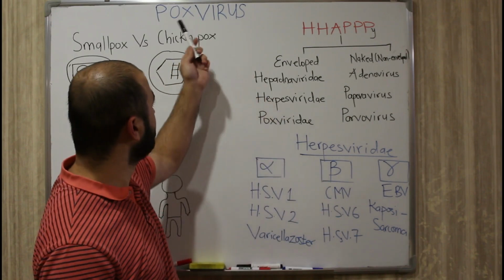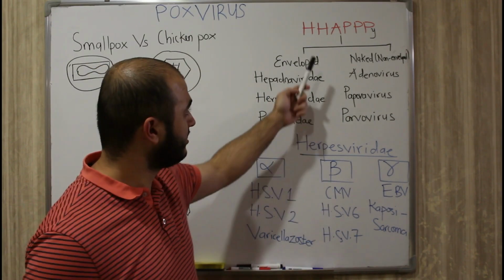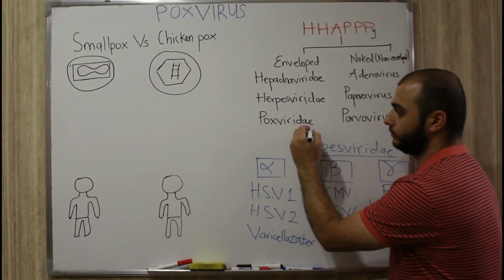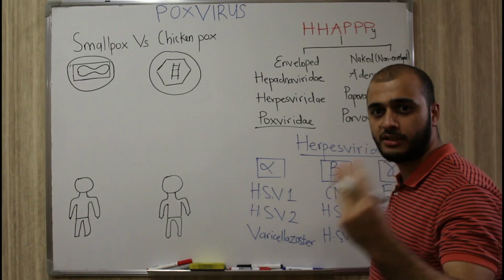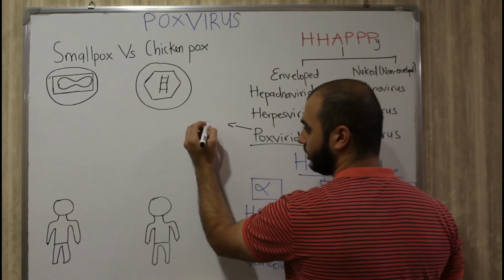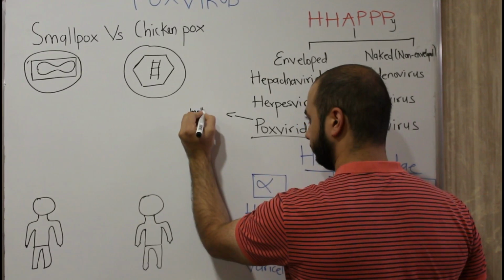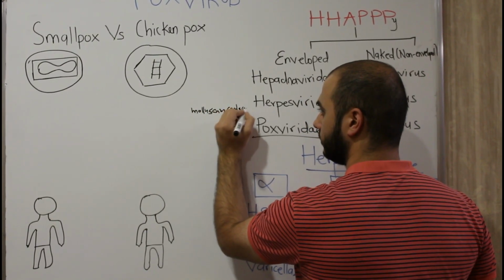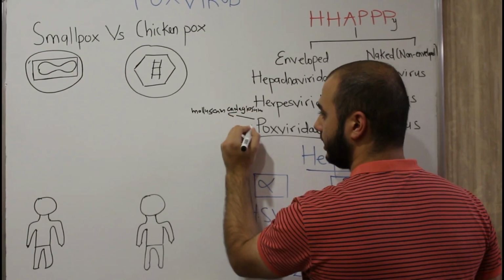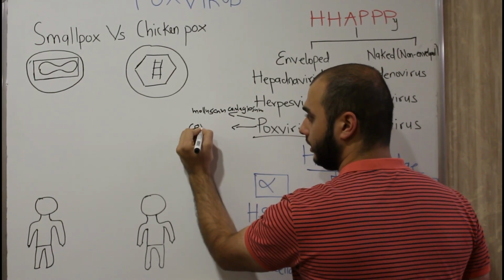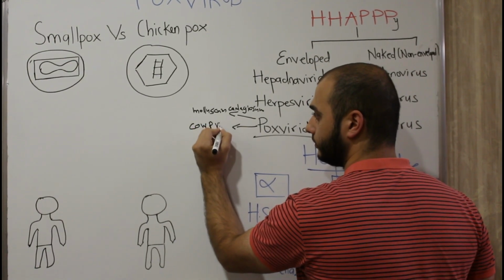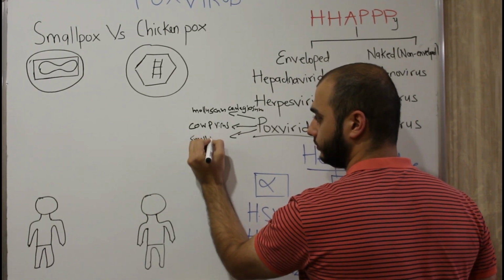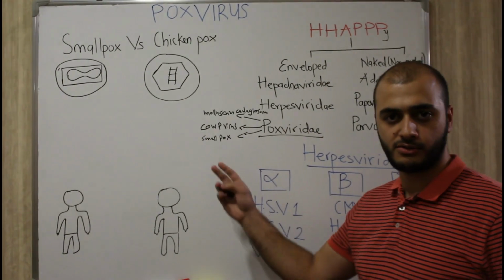So today we are starting Poxvirus, and we already did the general scheme of DNA viruses. Poxvirus is comprised of three viruses: Molluscum contagiosum, cowpox virus, and smallpox virus. So these three viruses comprise Poxviridae, the Pox family.